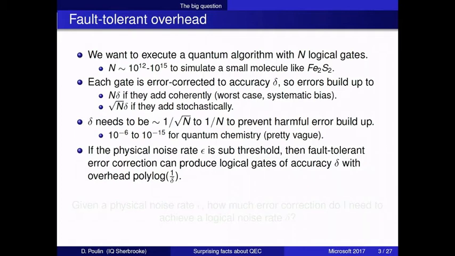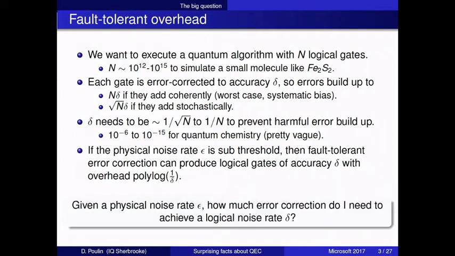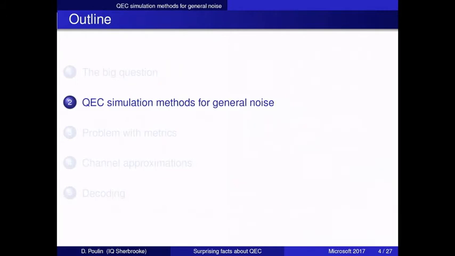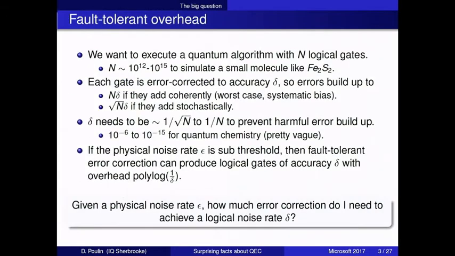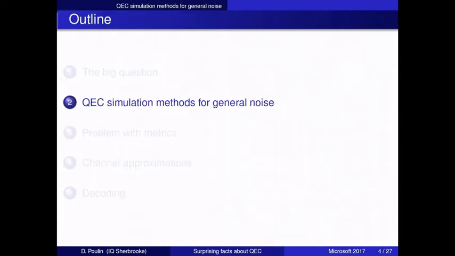Okay? So here what I want is to get a more precise answer to this question. Given a physical noise rate epsilon, how much error correction, what's the overhead that I need to achieve a logical noise rate delta? That's the question that will be motivating this line of research. So I will present to you results that were obtained towards answering that question. But before I present the results, let me just present the tool that I've used to obtain these results.